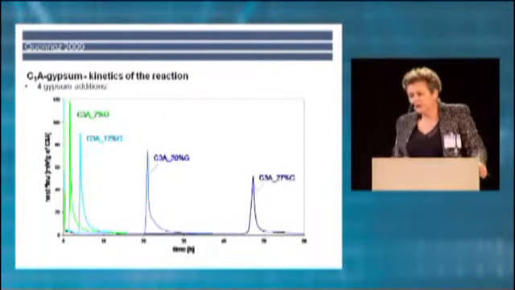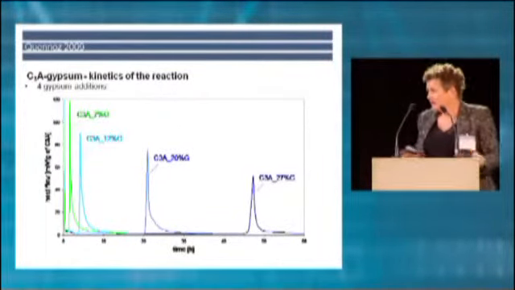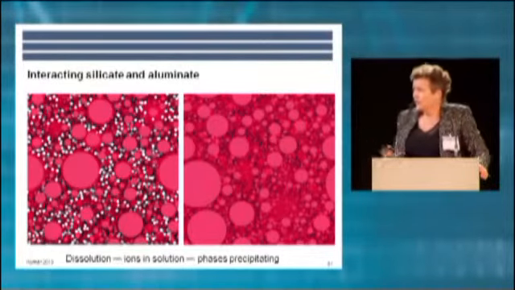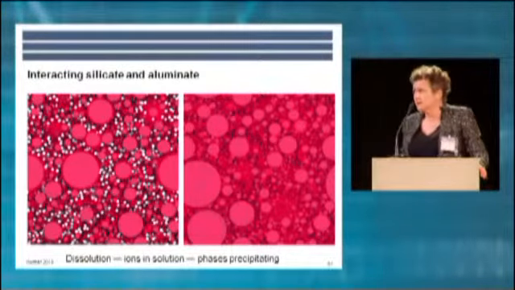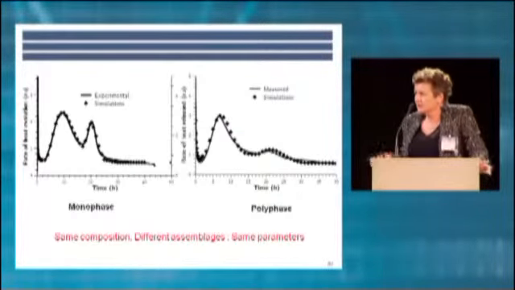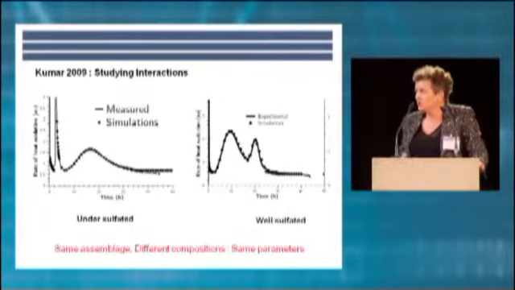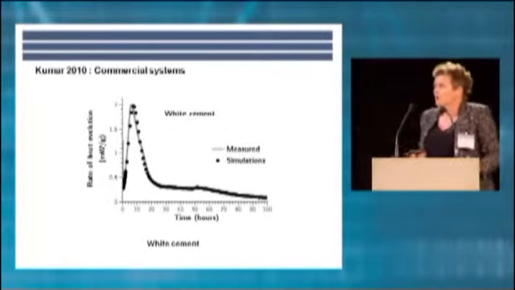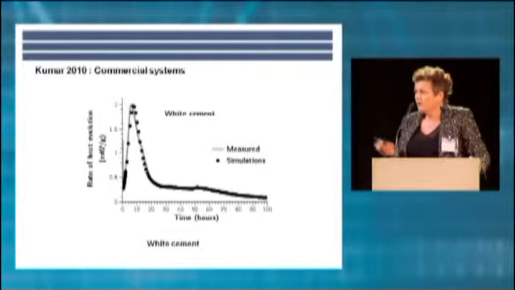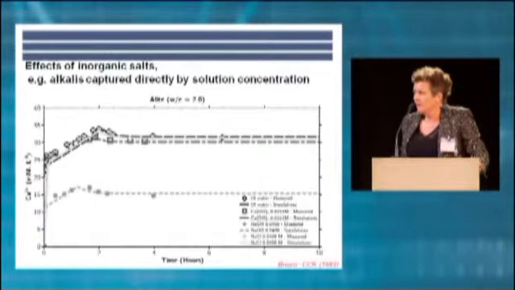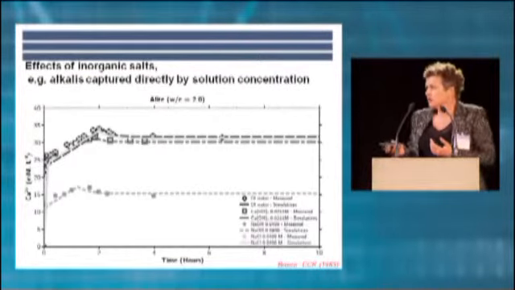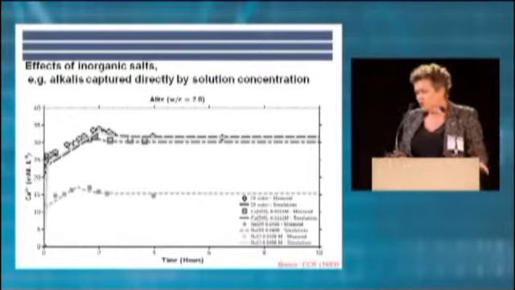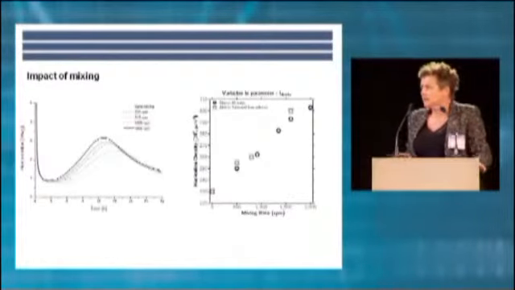We can bring in the study of the aluminate phase, as you see here, and then we can simulate these microstructures of really very, very complicated systems. We can vary different things, such as the size of the particles, such as the levels of sulfate addition. We can now well capture the kinetics of even commercial cements, as shown here. And we can look at things like the effect of inorganic salts. You see here we well capture the evolution of the solution concentrations as seen in the literature.